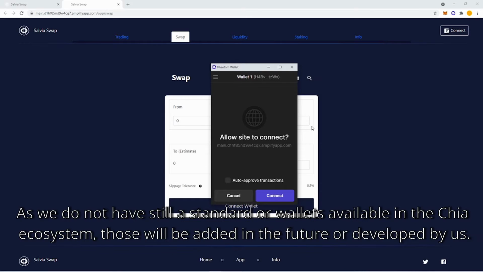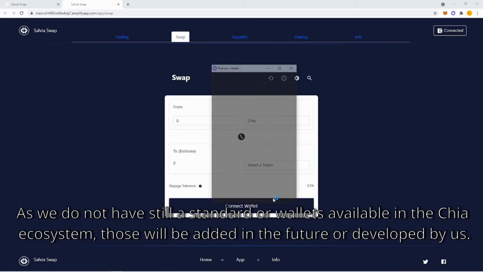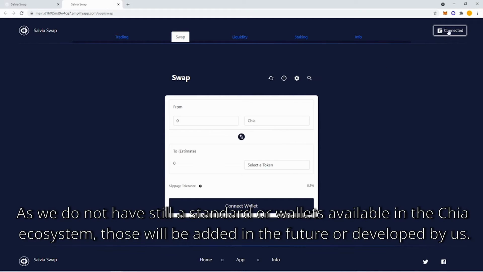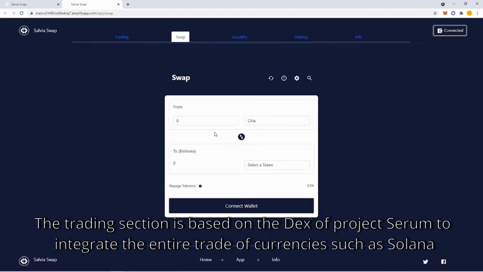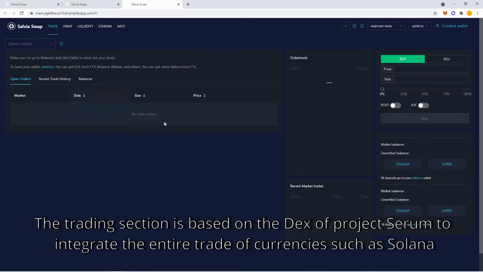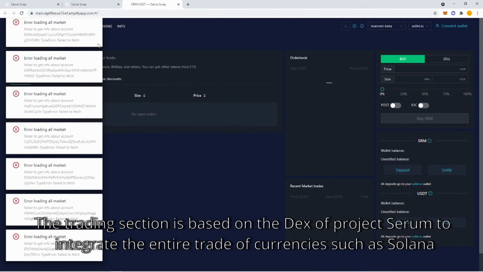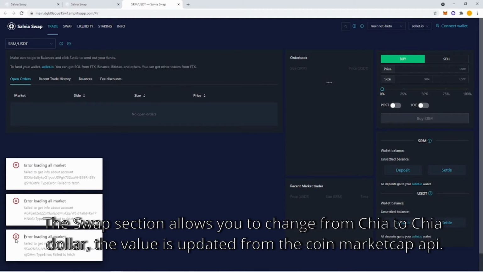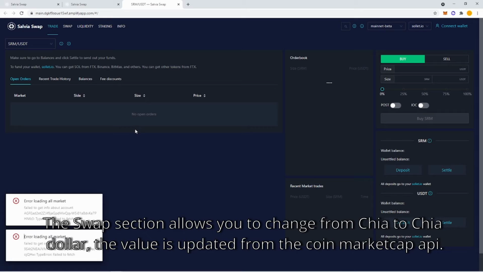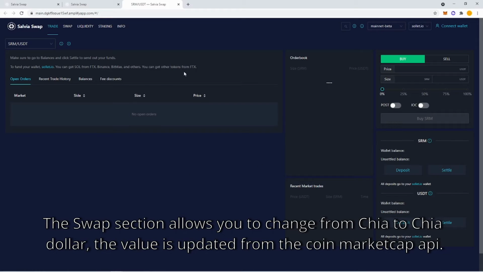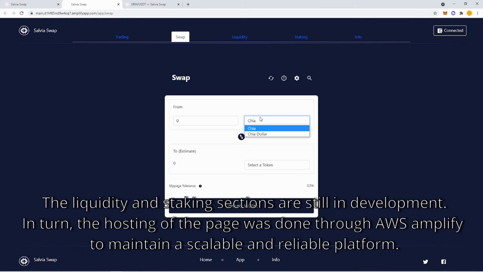As we still do not have a standard or wallets available in the Chia ecosystem, those will be added in the future or developed by us. The trading section is based on the DEX of Project Serum to integrate the entire trade of currencies such as Solana and others. The swap section allows you to change from Chia to Chia Dollar. The value, of course, is updated from the CoinMarketCap API. The liquidity and staking sections are still in development. In turn, the hosting of the page was done through AWS Amplify to maintain a scalable and reliable platform.